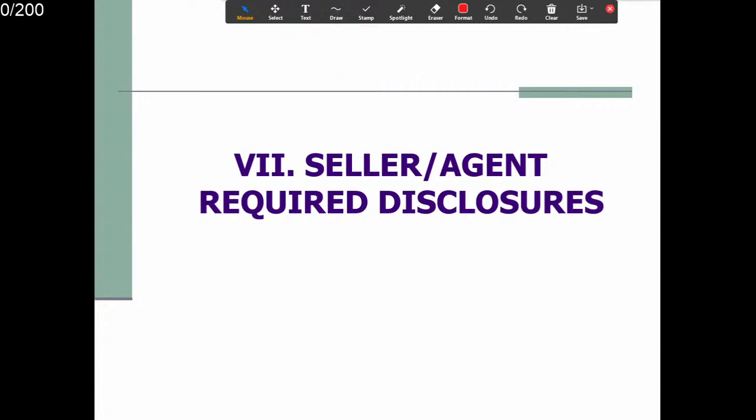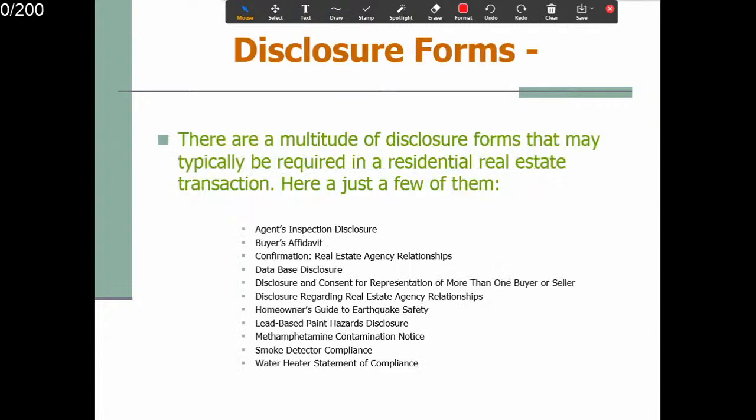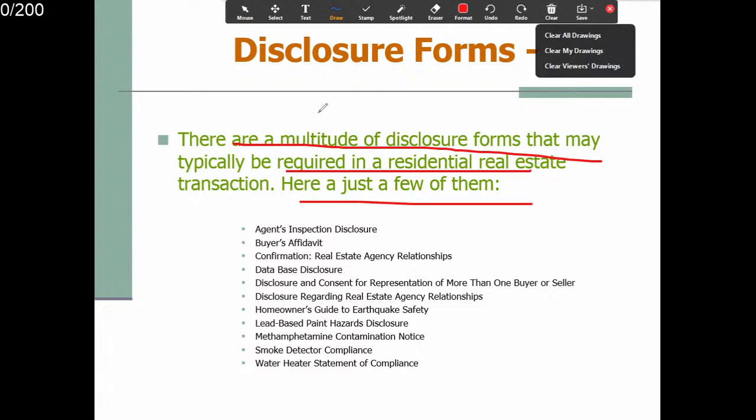OK, seller agent required disclosure. OK，有一些东西我们有宣布的。OK，房子里面 OK, there are a multitude of disclosure forms that may typically be required in a residential transaction. Here's a few. Okay, agent inspection disclosure, right? It's called the AVID. Called agent visual inspection disclosure.